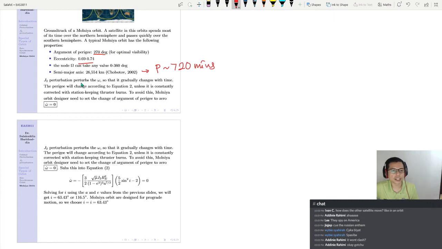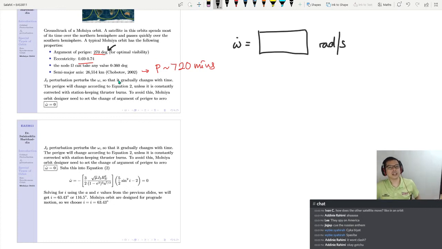So the problem is J2 perturbation, like I said, is annoying. It perturbs omega. You remember this equation, this formula? J2 perturbation does change this number every second, but as a Russian orbit designer, you don't want this to change. I want this to be 270 degrees today, tomorrow, next year. I want my argument of perigee to be constant at 270 degrees.